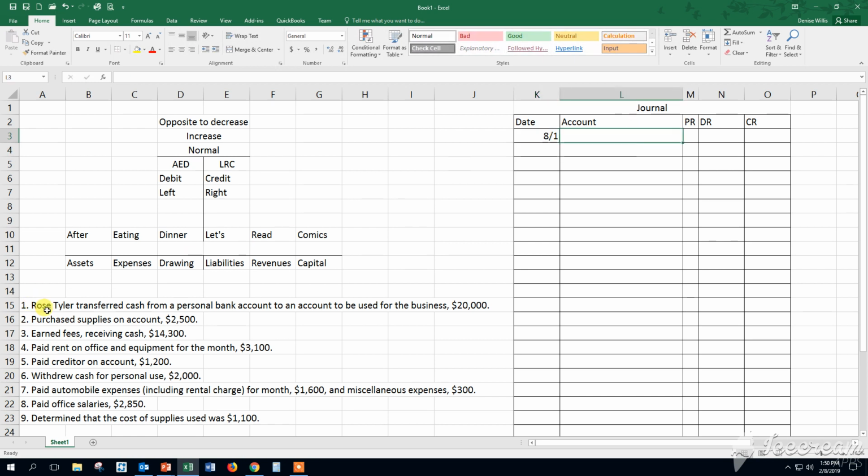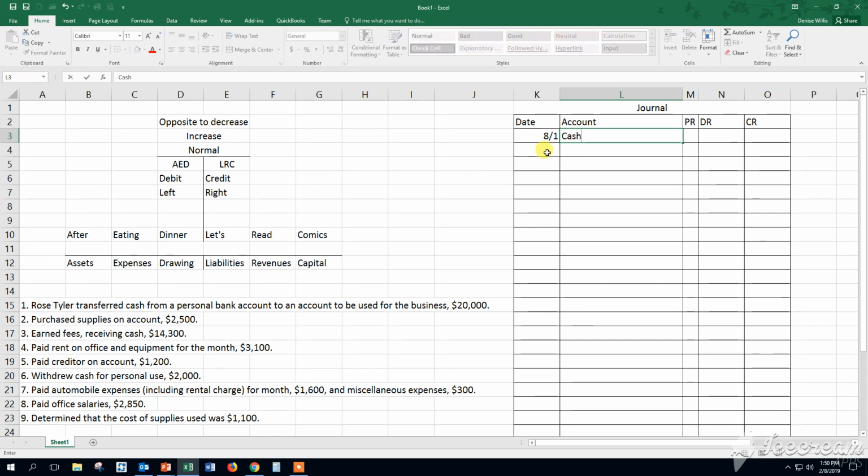It has Rose Tyler transferred cash from a personal bank account to an account to be used for the business. The amount is $20,000. Okay, so we have to ask, what happened here? The business got what? Cash. Cash is what kind of account? It is an asset. Okay, assets have normal debit balances. So to increase cash, I'm going to have to debit cash.